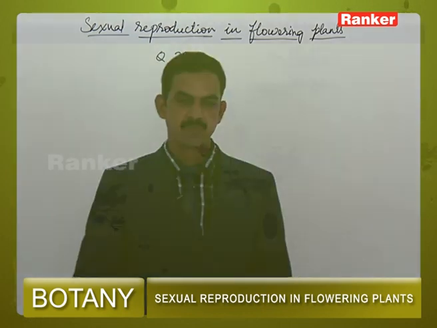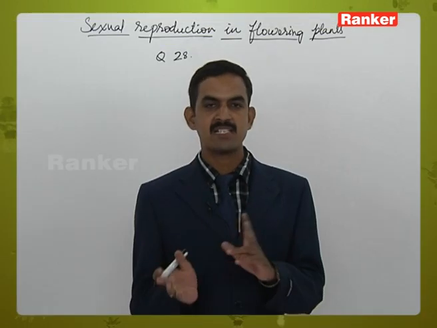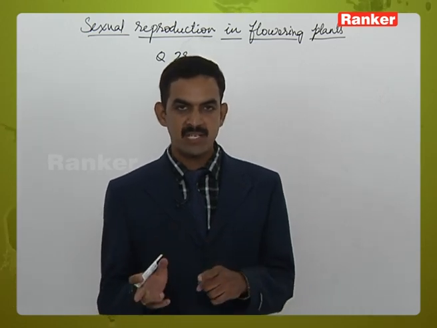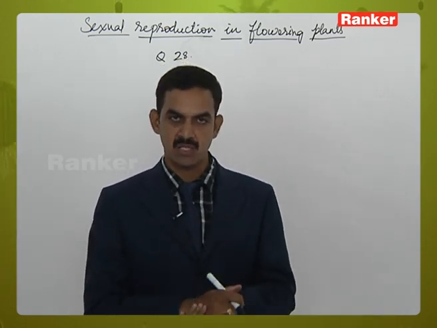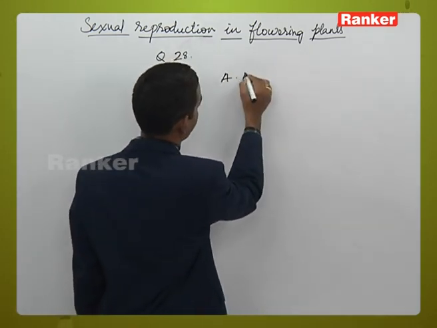Question number 28, study the following list. List 1: A. Entomophily, B. Ophiophily, C. Calypterophily, D. Therophily. List 2: 1. Snakes, 2. Insects, 3. Squirrels, 4. Birds, 5. Bats. Here in list 1 and list 2, there is a relation between the type of agent which is helping in pollination. So in list 1, first one, entomophily.